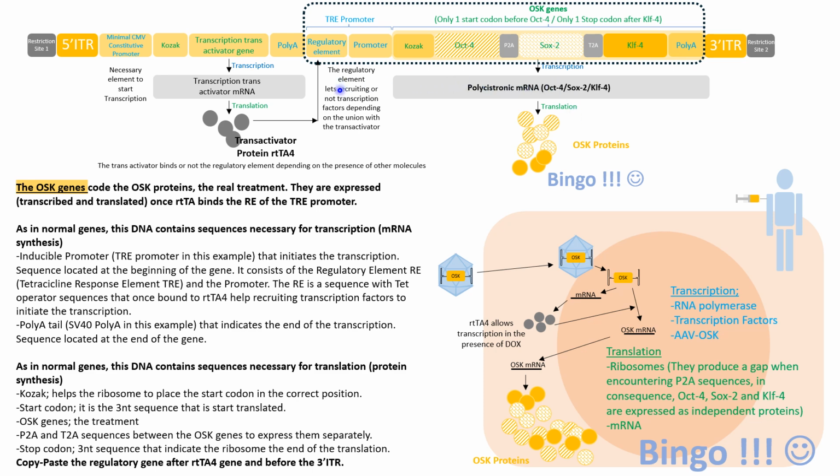So what we have to do is copy paste first this promoter, then the Kozak sequence, then we copy paste the first gene, the OCT4 gene, then the P2A sequence, then the SOX2 sequence, then the T2A sequence. Afterwards the KLF4, and after the KLF4 the stop codon, and after the stop codon the poly-A sequence. A sequence of different copy pastes. So a lot of copy paste, but this is the structure.